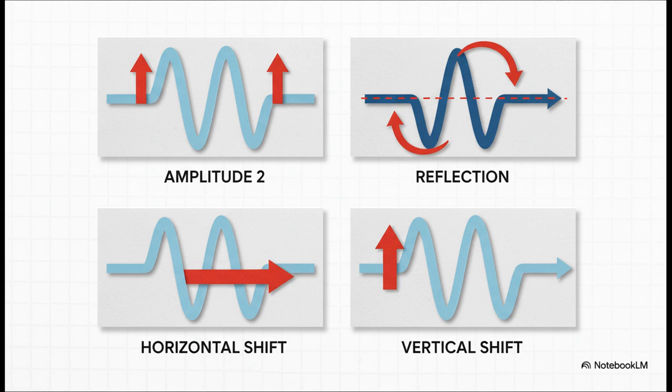That 2 out front tells us the amplitude is 2. The negative sign means the whole wave is reflected vertically, flipped upside down. Inside the parentheses, the -1 shifts the whole graph to the right by 1 unit. And finally, that +1 hanging on the end moves the entire graph up by 1.